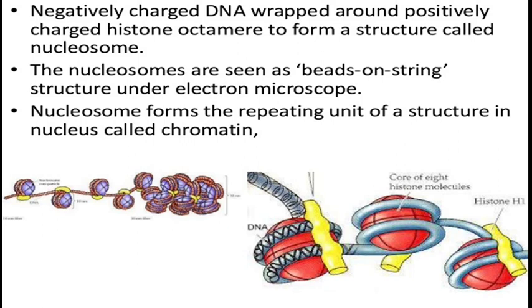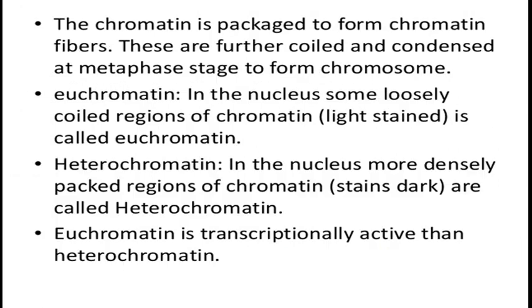Nucleosomes form the repeating unit of a structure in the nucleus called chromatin, and the chromatin is packed to form a chromatin fiber. These are further coiled and condensed at the metaphase stage to form the chromosome.